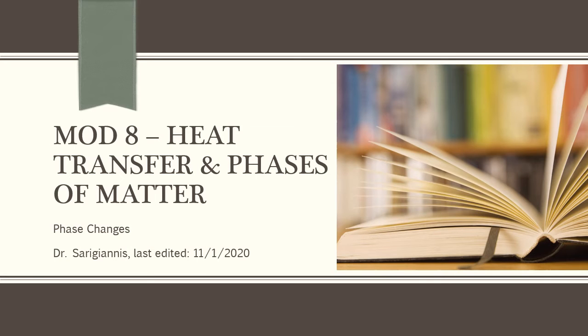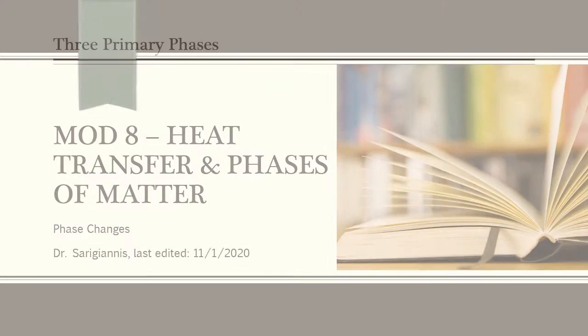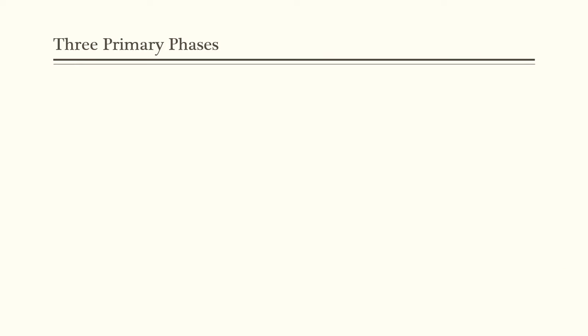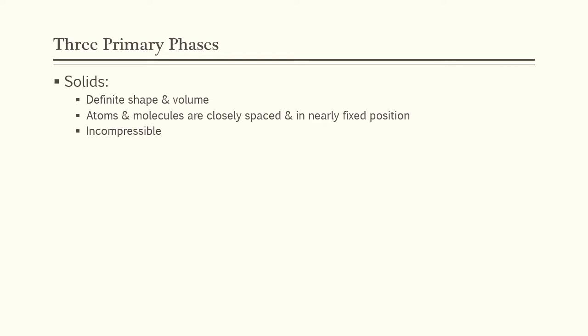Okay, so let's talk about phase changes as part of Module 8, Heat Transfer and Phases of Matter. You probably are familiar with the three primary phases. We've got our solids. Solids have a definite shape and volume. Atoms and molecules are closely spaced, and the positions are pretty much fixed.